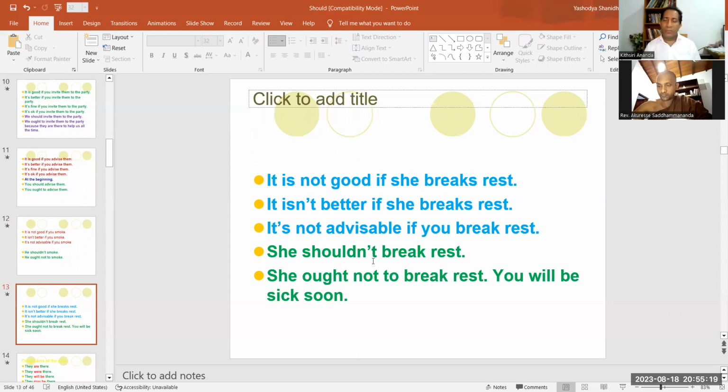You shouldn't break rest. It isn't good, it isn't better, it is not advisable if you break rest. So you can make that idea simply by using shouldn't. You shouldn't break rest. You ought not to break rest. You will be sick soon. You will get sick soon.